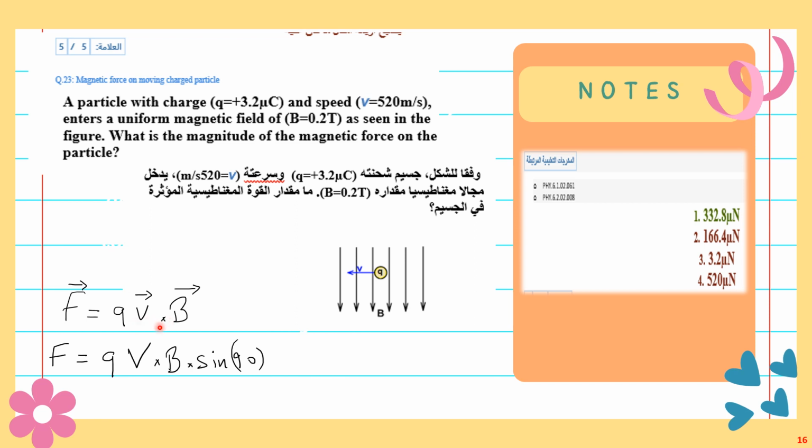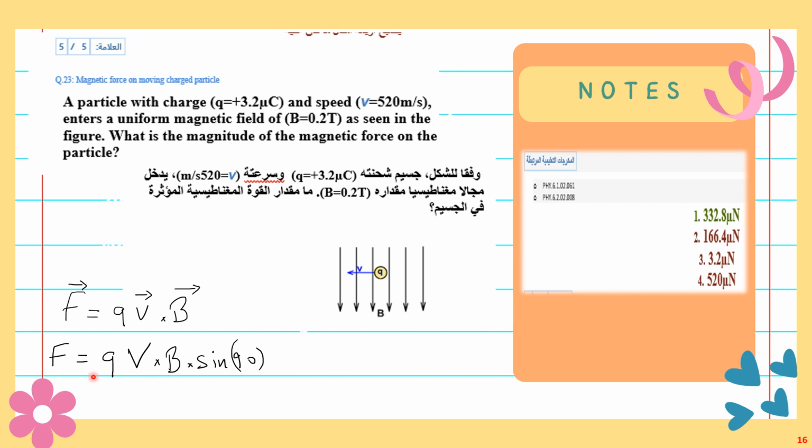Remember, sorry, it's a vector product, not a scalar product. This equation is in 3 dimensions, so we need to multiply it by sine of the angle. Why do I consider the angle as 90? Because as you see from the picture, V, the velocity of the particle, is to the left and B is downward. So what's the angle between them? Yes, it's a right angle. So the angle is 90, and sine 90 is 1.